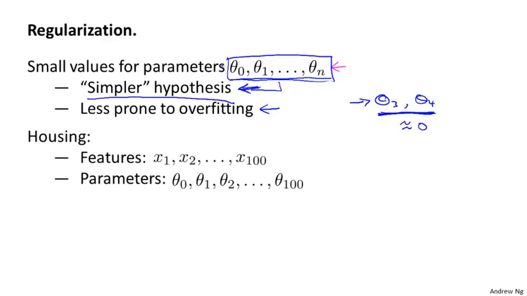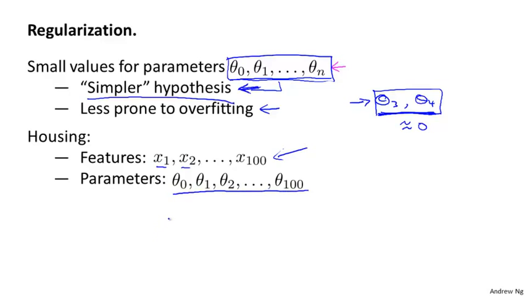For housing price prediction, we may have our 100 features that we talked about, where maybe x1 is the size, x2 is the number of bedrooms, x3 is the number of floors, and so on, and we may have 100 features. And unlike the polynomial example, we don't know which are the high order polynomial terms. So if we have just a set of 100 features, it's hard to pick in advance which are the ones that are less likely to be relevant. So we have 100 or 101 parameters, and we don't know which parameters to pick to try to shrink.